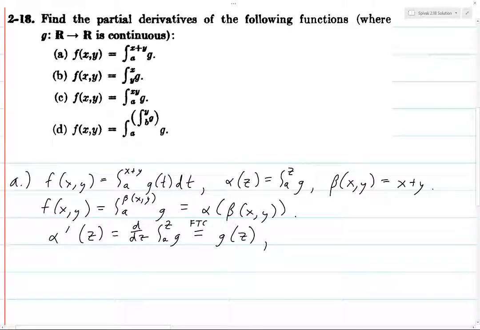And then if you take the derivative of beta with respect to x, you're going to get 1 plus 0, which is 1. If you take the derivative of beta with respect to y, you're going to get 0 plus 1, which is 1. So d1 beta equals d2 beta, which is equal to 1.